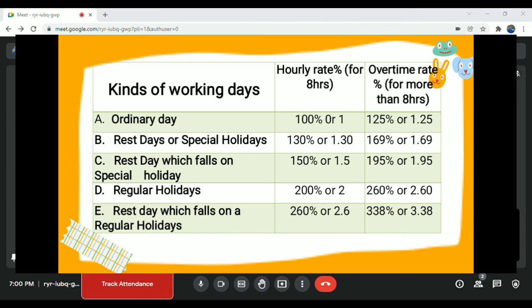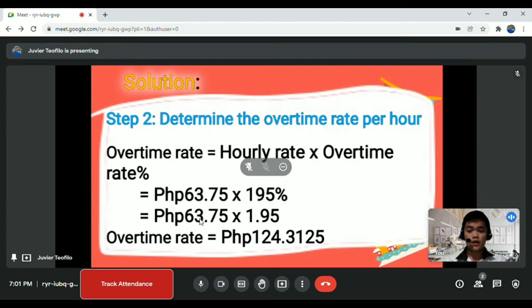As you observe on the table, we have overtime rate that exists more than 8 hours. In rest day which falls on special holiday, we have 195% or 1.95. Now, the 195% or 1.95, we're going to use that to compute our overtime rate. Okay, we have 63 pesos point 75 centavos multiplied by 1.95 is equal to 124 pesos point 3,125 centavo. So this is our overtime rate.